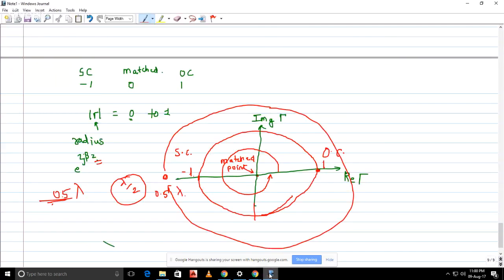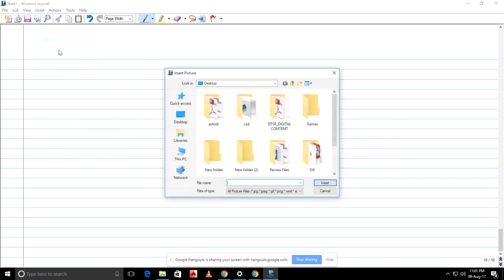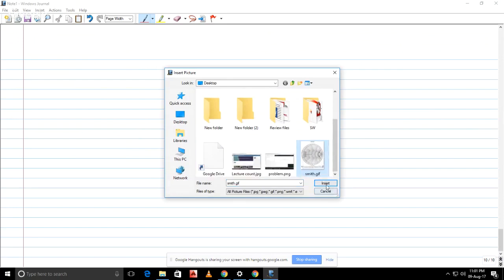Yeah. So we are actually ready for the Smith chart now. And we can go finally to the Smith chart and check the points. Okay, I will just insert one Smith chart for you. Now this is a Smith chart. Everyone can see the Smith chart.